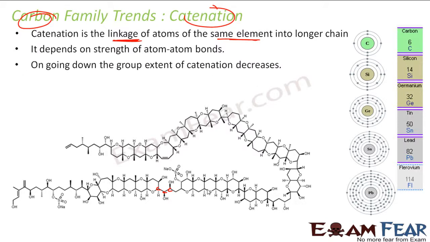And this property of catenation decreases as we go down. So if you see, carbon has the most exhaustive property of catenation. There are more carbon long chain compounds. Silicon has that less. If you go down the group, it almost diminishes. So the catenation property is a very good, critical property for the carbon family, and that's the reason why we have the whole of organic chemistry. And this property decreases as we go down the group in the carbon family.